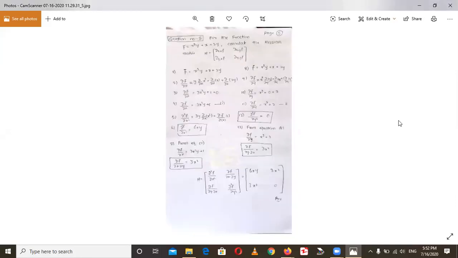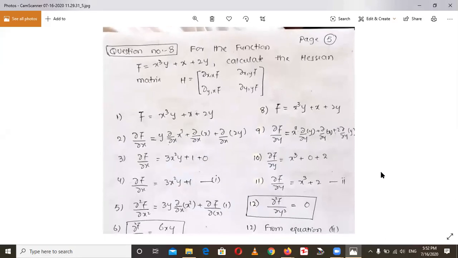Yes. Now we will come to question number 8. This is the same as question number 7, but with two variables. For the function f = x cube y plus x plus 2y, calculate the Hessian matrix, that is H = [del xx f, del xy f; del yx f, del yy f].